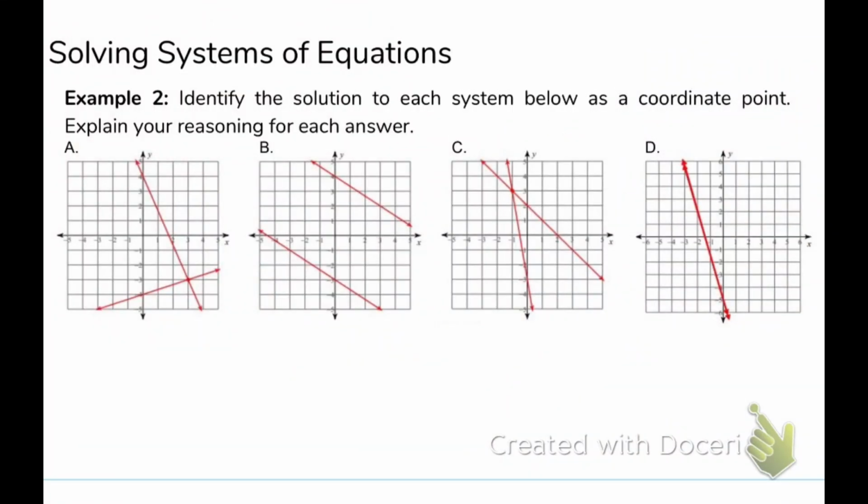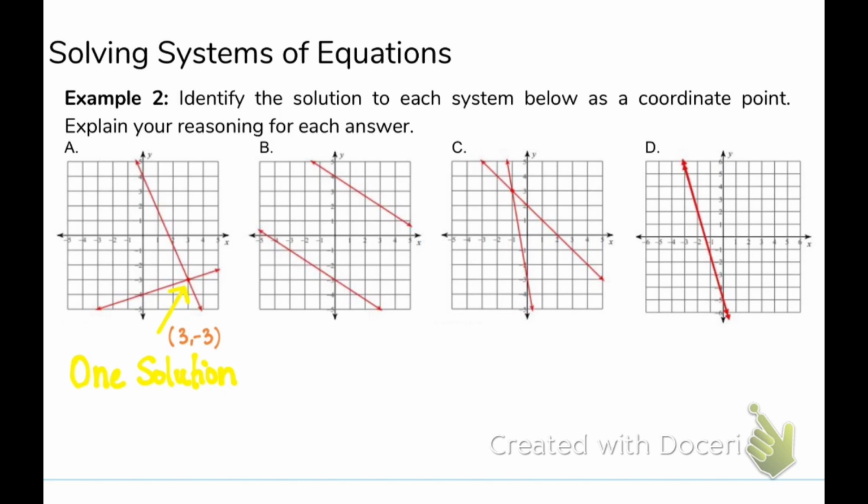All right, solving systems of equations, example 2. We're going to identify the solution to each system below as a coordinate point. Explain your reasoning for each answer. For A, we talked about how the solution to a system is where the lines intersect. We can see that graph A only has one place where they meet, so there is only one solution. The solution to this system is 3 on x and -3 on y. We have an x value and a y value. We're always going to have an ordered pair as a solution to the system.